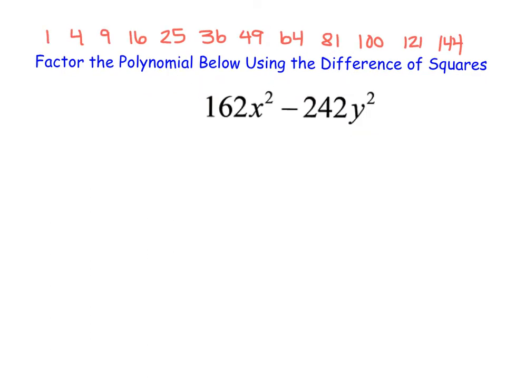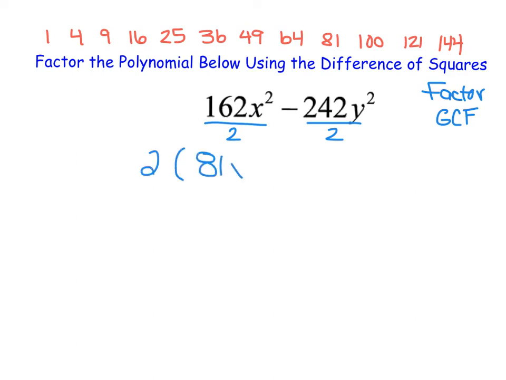If I look at example 2, what I notice is that 162 and 242 don't appear to be perfect squares. However, what we have to remember as we're utilizing all these different factoring strategies is that sometimes we have to factor out the GCF first. If you forgot from previous lessons, we always want to look for a greatest common factor. What I notice here is that both of these are divisible by 2. If I factor out a greatest common factor of 2, I'm left with 81x squared minus 121y squared.